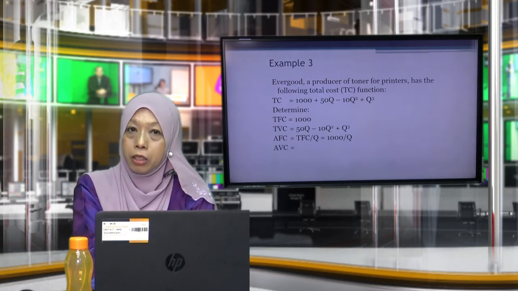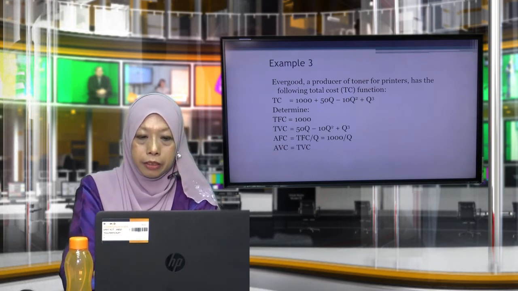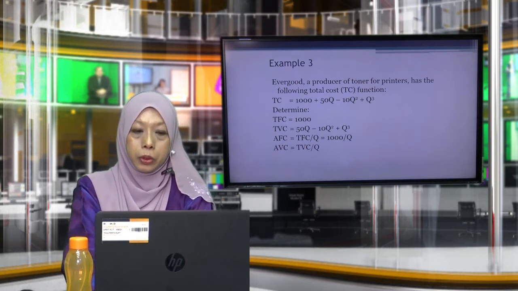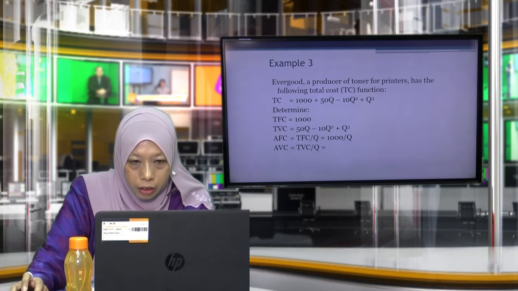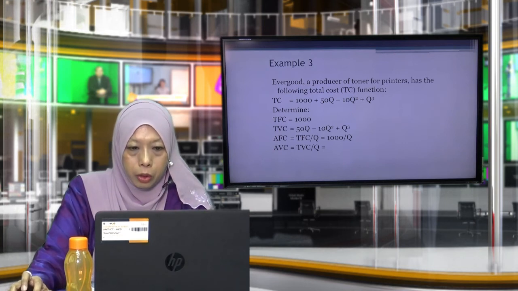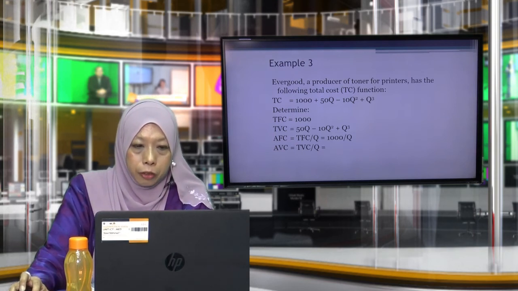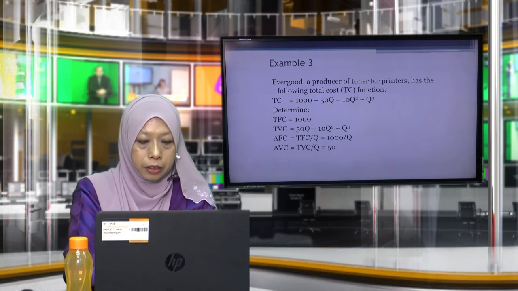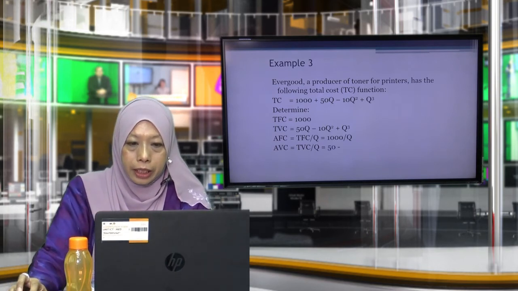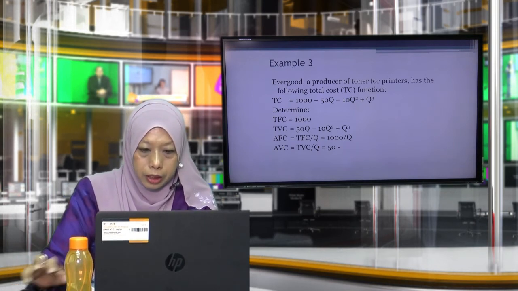Alright. Now, what about the average variable cost function? We have already defined it to be total variable cost divided by Q. So your average variable cost requires you to divide all the variable cost components by Q. So what would be the average variable cost function? 50Q, we divide by Q, that will give us 50. Now 10Q squared, you divide by Q, that will give you 10Q.